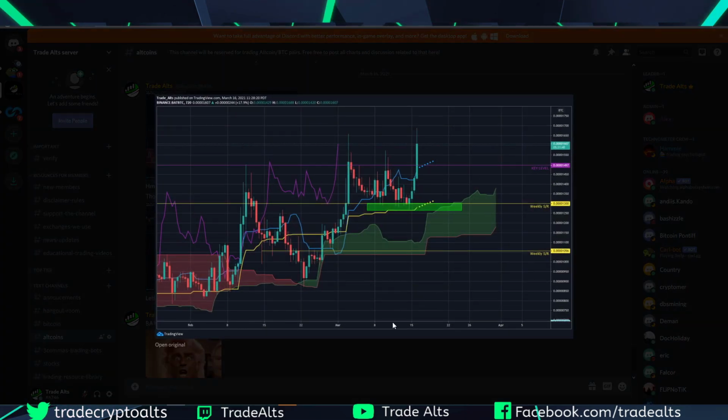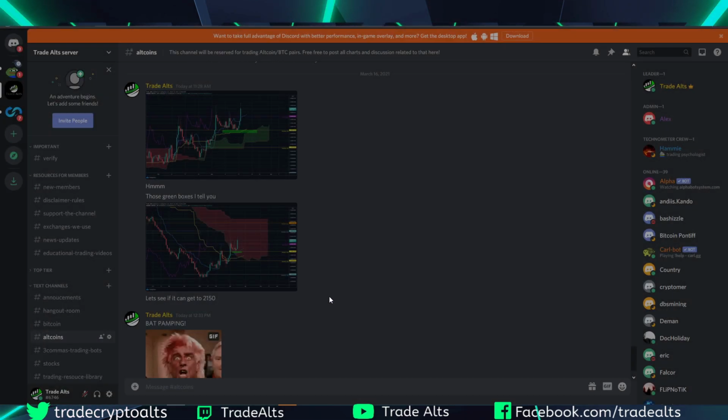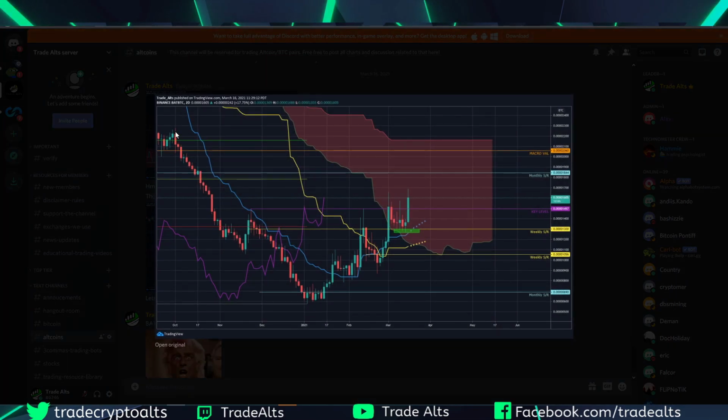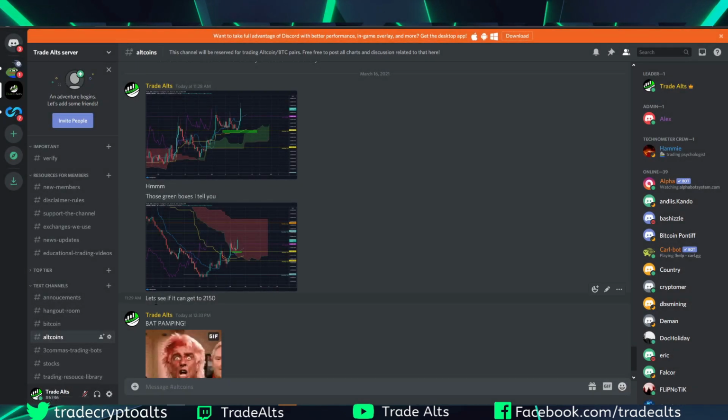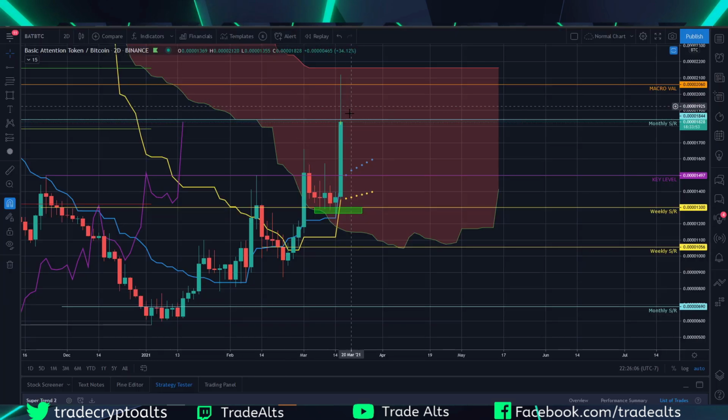You can see where price was, starting to push up. And here's the 2-day chart that I shared this morning. We were still sitting here at 1600 sats, but we had pushed through this key level again. So I was like, I'm really liking how this is looking. And then I said here, let's see if we can get to 2150 sats. If you look on your chart here, the wick high was 2120. So it was super close to 2150. That's kind of where I was aiming for. But I call that hit.